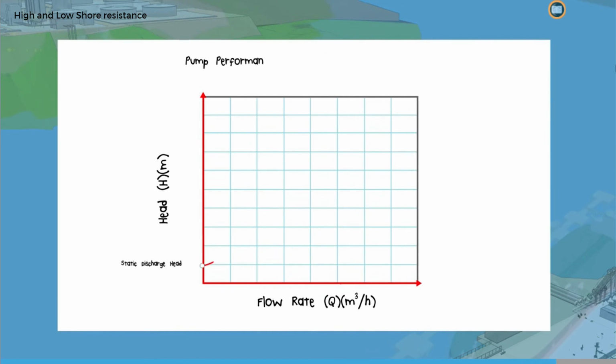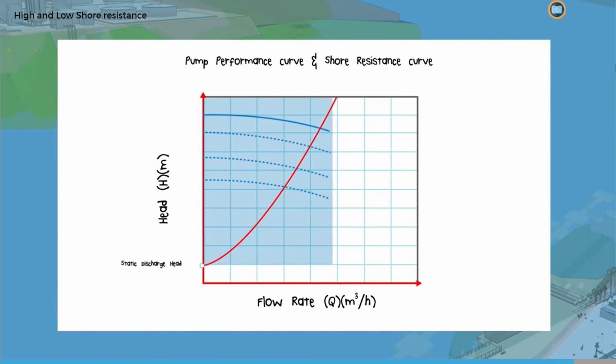If we now overlay the pump performance curves over a shore resistance curve, we see how flow and head increase as our centrifugal pump rotational speed increases for a particular discharge condition.